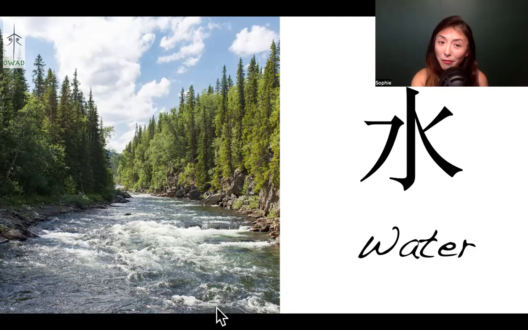So here we go. Water running wild in nature, which is its original form.